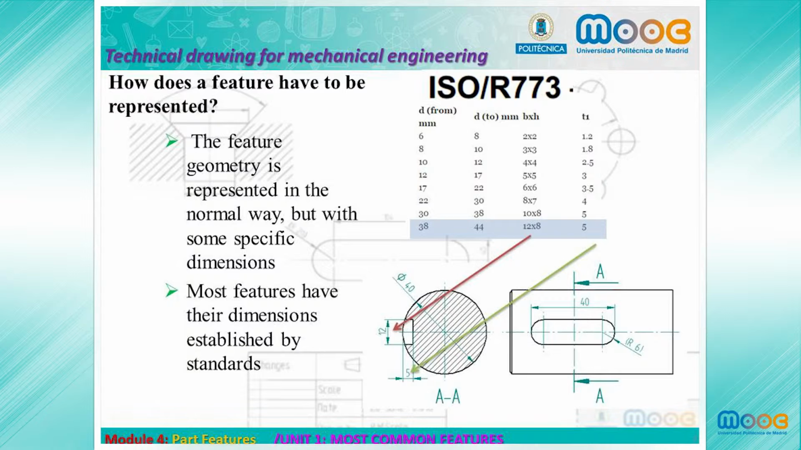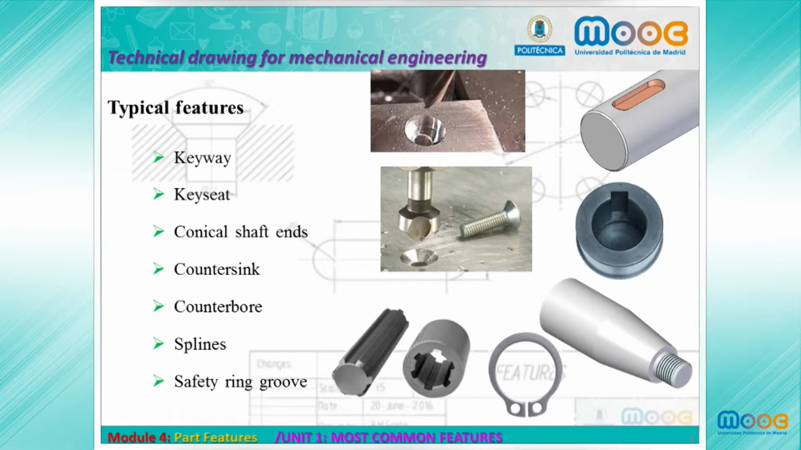How has a feature to be represented? The feature geometry is represented in the normal, regular way, but with some specific dimensions. Most features have their dimensions established by standards. Typical features: keyway, key set, conical shaft ends, countersink, counterbore, splines, safety ring groove.